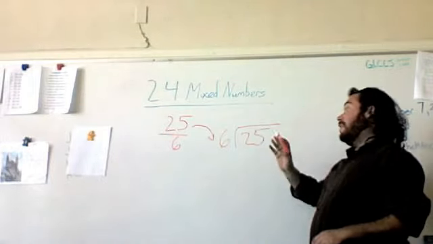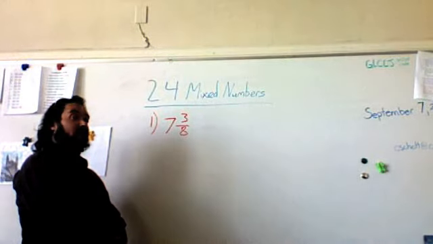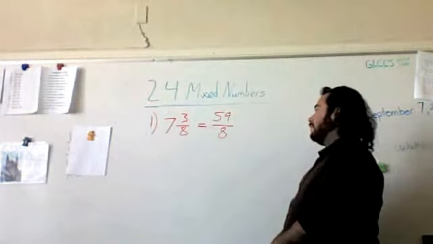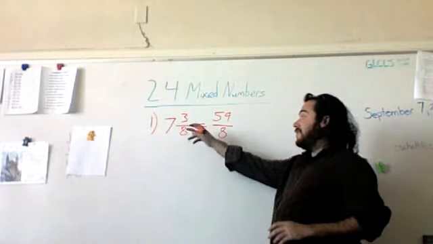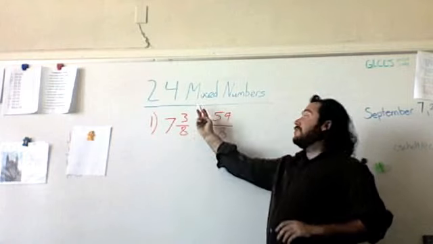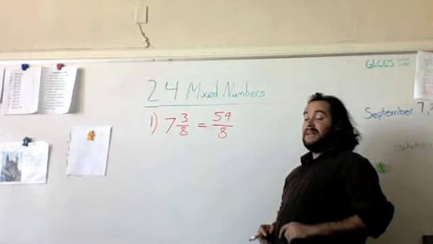Now let's try a problem for you to do on your own. The problem I'd like you to do on your own is to turn 7 3/8 into a fraction. Hit pause now, and when you hit play, I'll show you the answer. The answer to this problem was 59/8. We did 7 times 8 is 56, plus 3 gives us 59, and our denominator stays the same, 59/8.